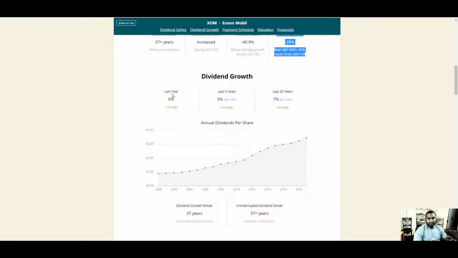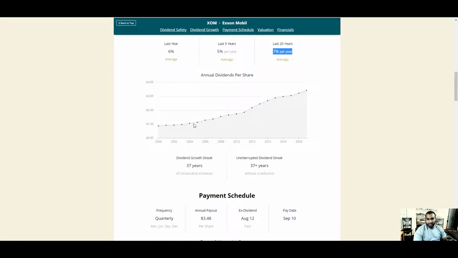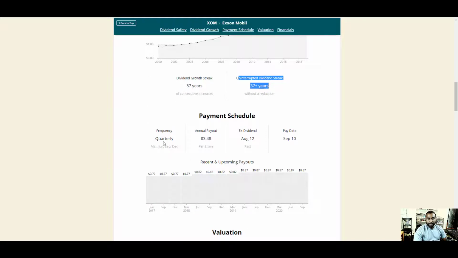Last year, 6% dividend growth. Last 5 years, 5% per year on average. 20 years, look at this. This is crazy, guys. This much data that they're plotting right here. Literally, you can see right now, more than $3 annual dividend per share. Dividend growth streak, 37 years. Uninterrupted dividend, plus 37 years.